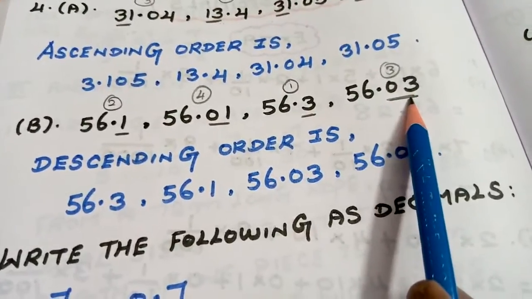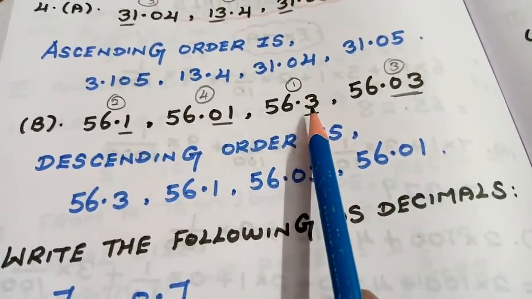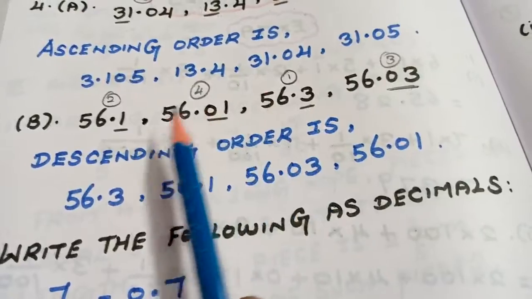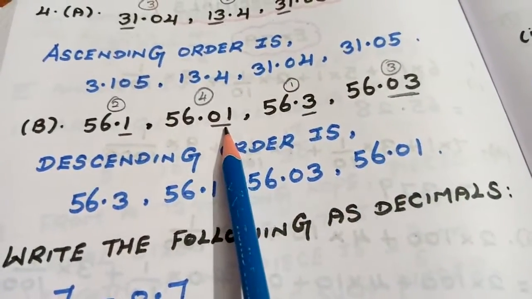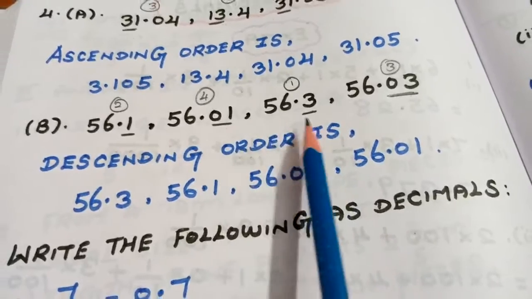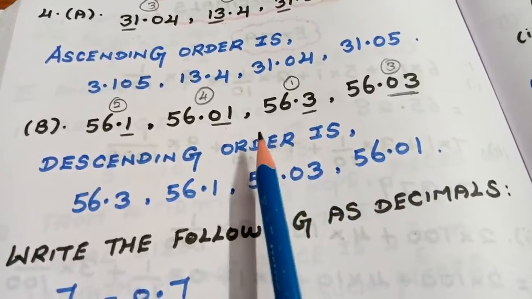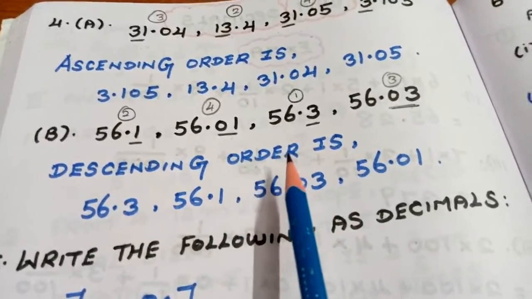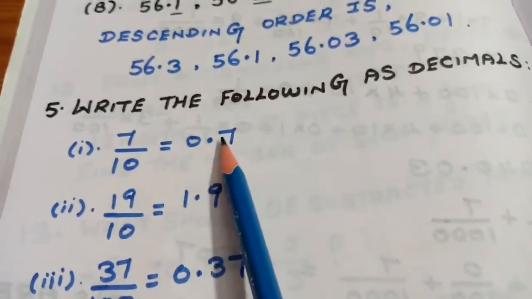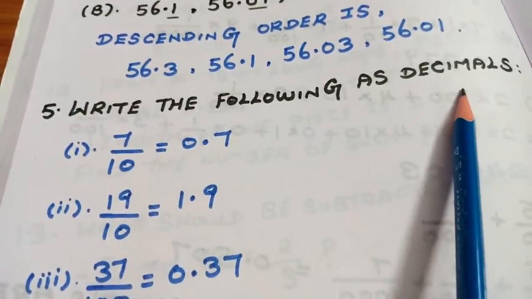101, 303. Big to small means 3 comes first, then 1, then 0301. So in this kind of calculation, you have to work out as many times as you need to get a clear idea. Only if you work it out will you have an idea of doing the sum. Coming to the next question, write the following as decimals.